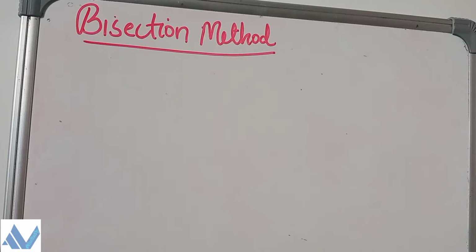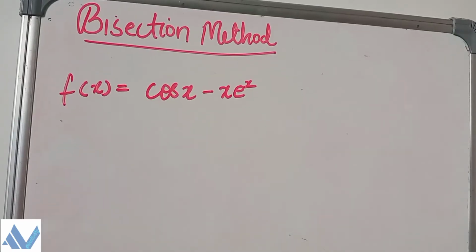So guys, let's continue bisection method. Under bisection method, we have completed one simple problem to understand the method. Now let's go to a problem which has the trigonometric functions, and that is cos. So the problem is f of x is equal to cos x minus x e power x. Now looking at cos, it looks difficult, but the calculation is easy.